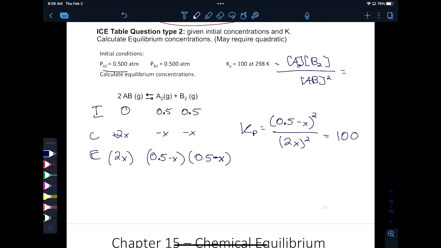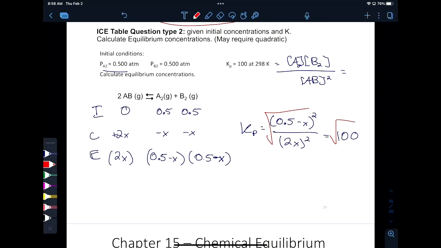So you might be looking at this and being like, oh, it's another quadratic. I need to distribute the X's and stuff. This one actually does not require a quadratic. There's a trick. There's a square in both the top and bottom. So I can actually just square root both sides.